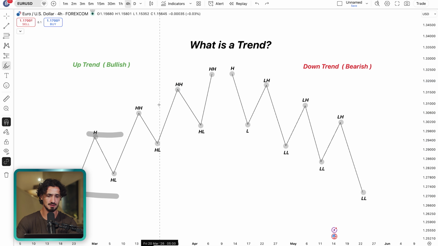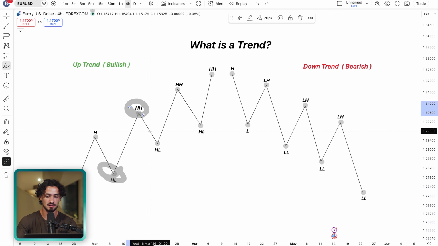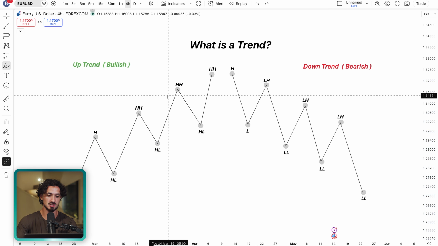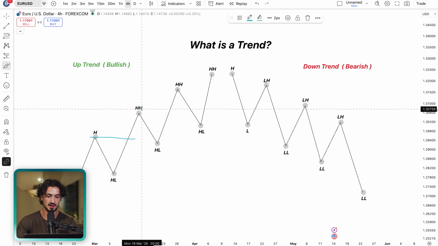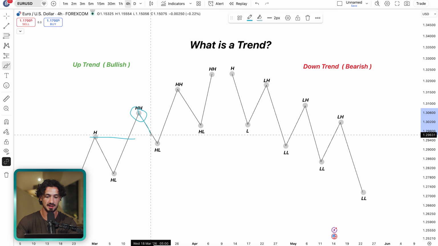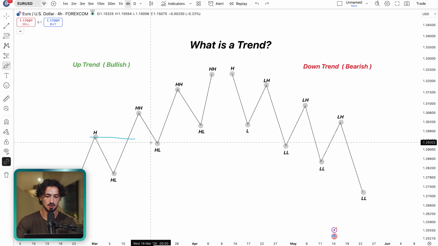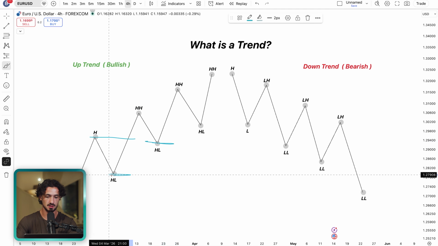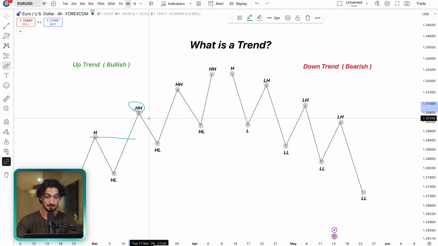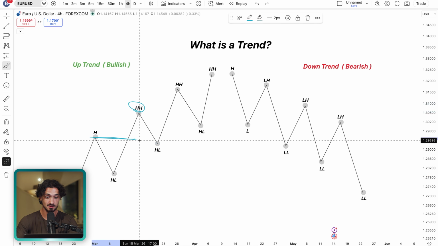And what you can see here is that each high progressively gets higher and higher. With each new high that gets created, we break structure, we put in a higher high, and then we put in a higher low. Now, why do we call this a higher low? It's a higher low because this low is higher than the previous low. This is a higher high, simply put, because it is higher than the previous high.